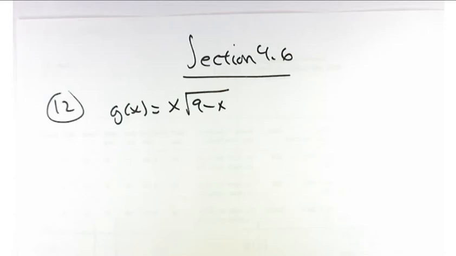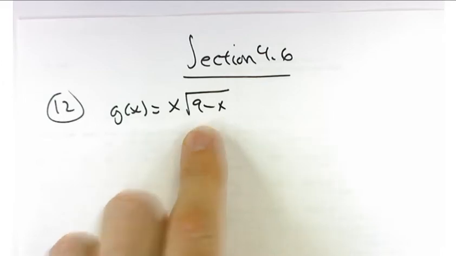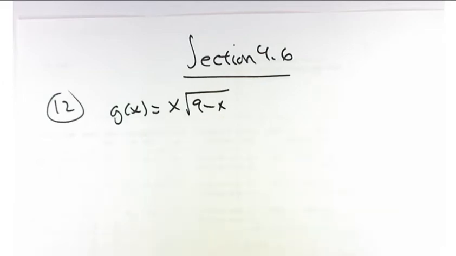Some more graphing problems from section 4.6. Start all your graphing problems by deciding what the domain is. You don't want to be looking for critical points or other points that are outside your domain. So in this case, what would be the concern about this function? What could go wrong?